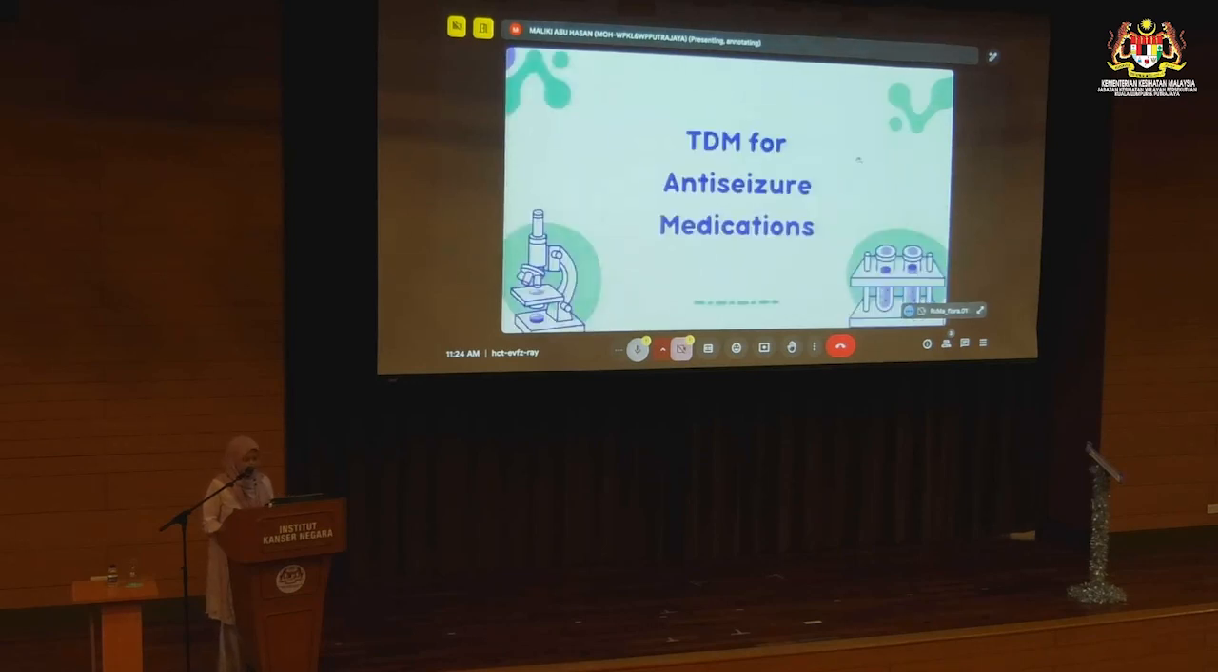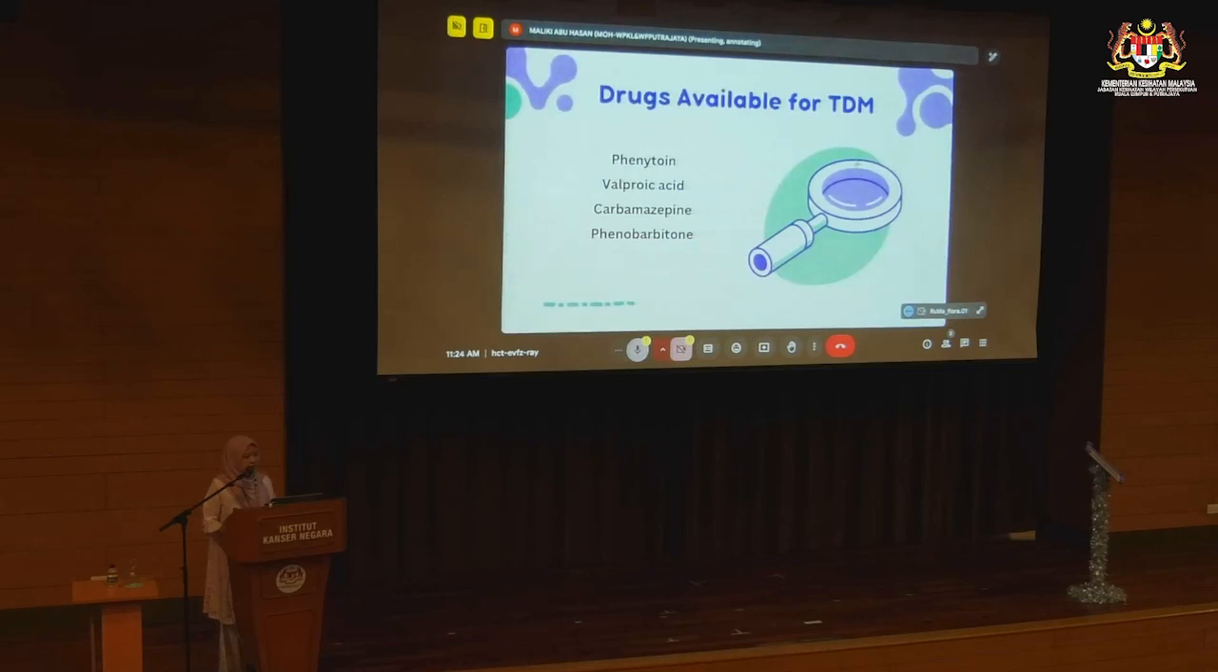Moving on to TDM for anti-seizure medications, the drugs that we have available for TDM are only phenytoin, valproic acid, carbamazepine, and phenobarbital. This is in government hospitals in Malaysia. There are some private settings that I know are running levetiracetam or lamotrigine, but we don't really have it available in many hospital settings.